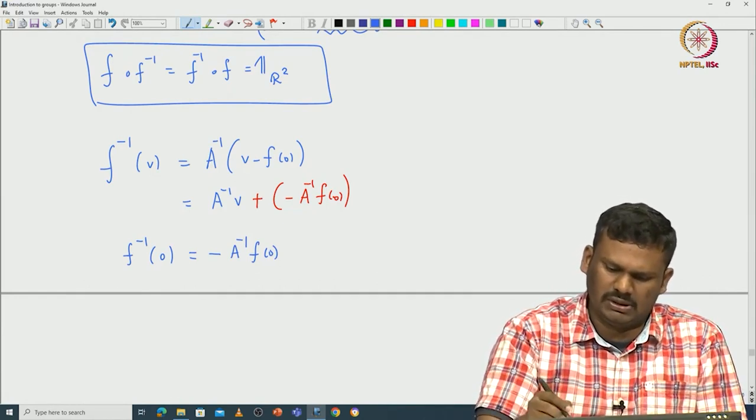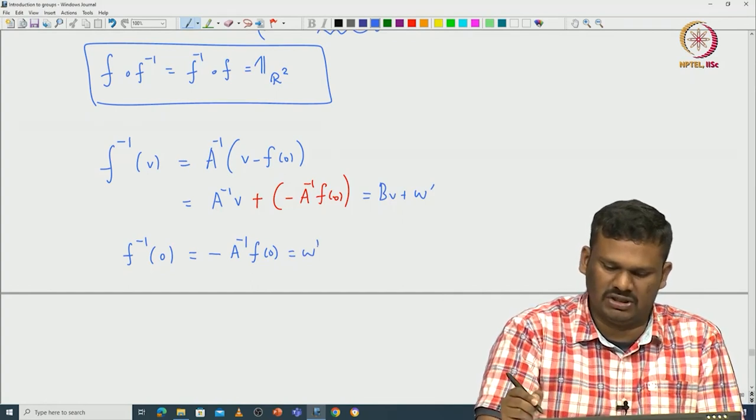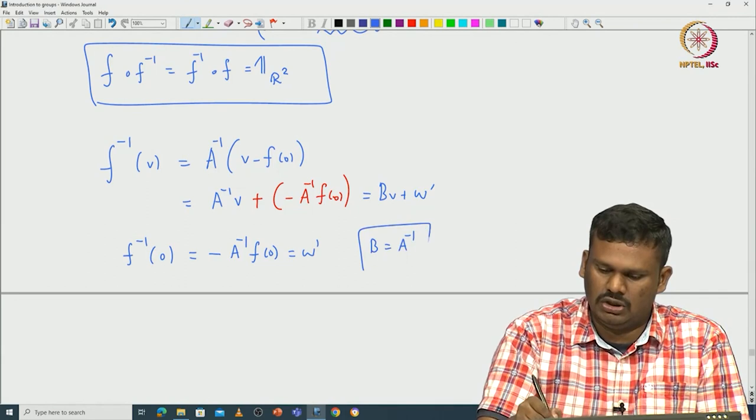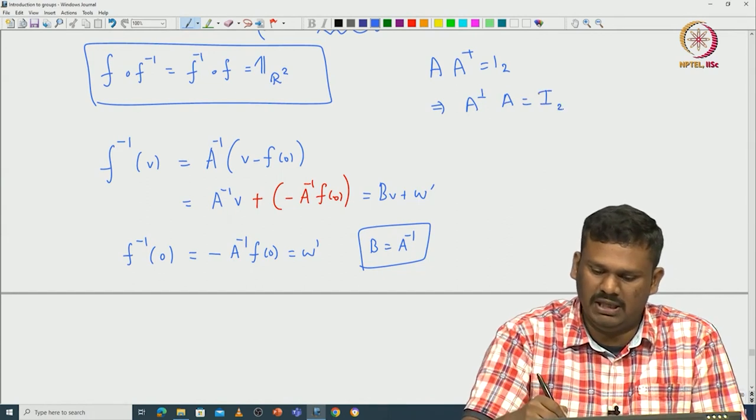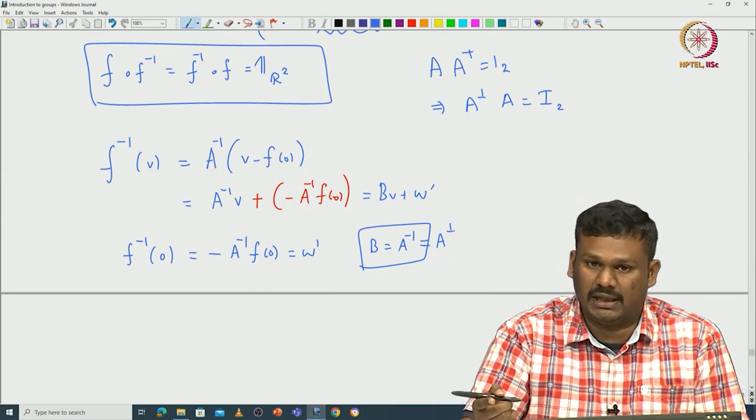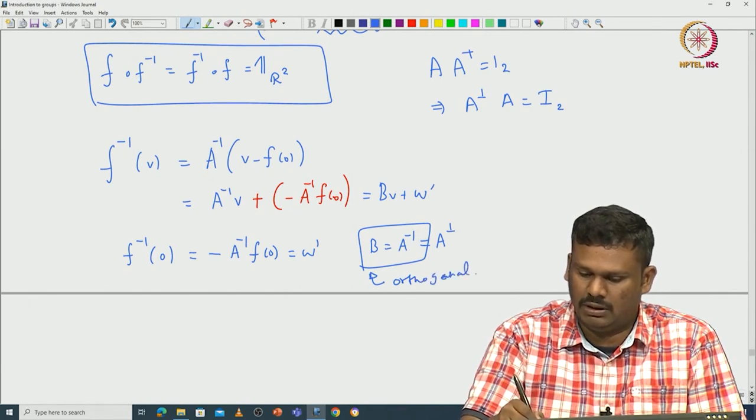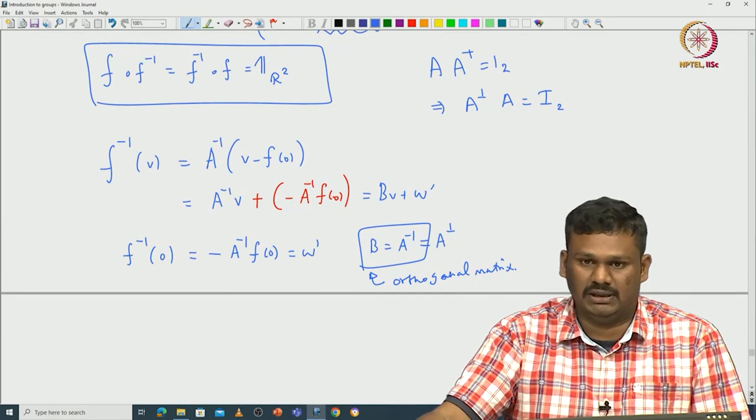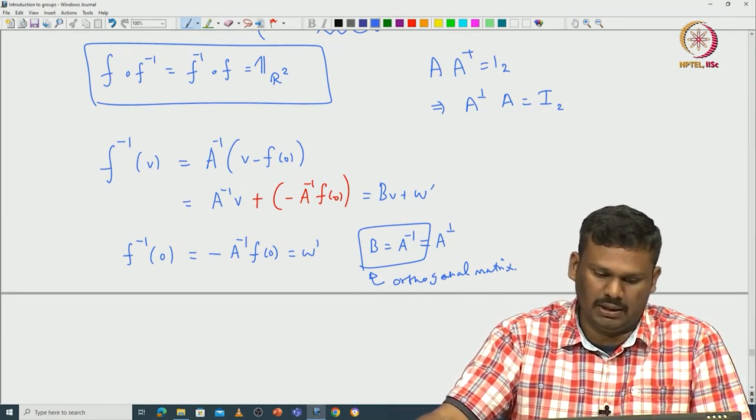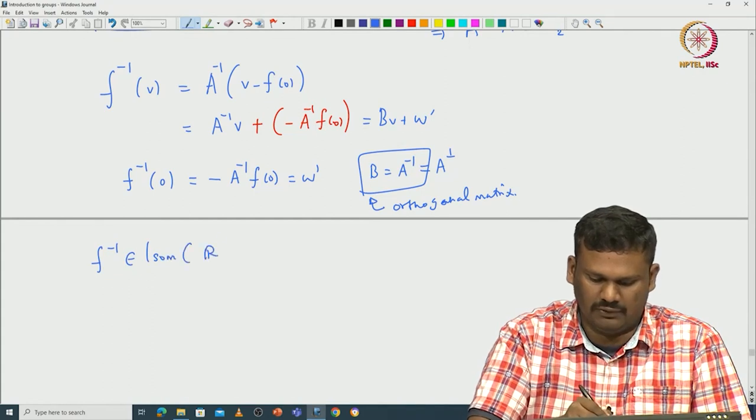So that means this is again some BV plus W dash, where W dash is given by this F inverse of 0 and B is given by A inverse. Since A transpose A is identity, that would imply A A transpose is also identity. So that means this B is nothing but A transpose, which also satisfies the conditions for A. So that says that this is again an orthogonal matrix. So this F inverse must, by definition, be an isometry, because that is one of the characterizations of isometries. So that proves that F inverse must be an element of the isometries of R2.